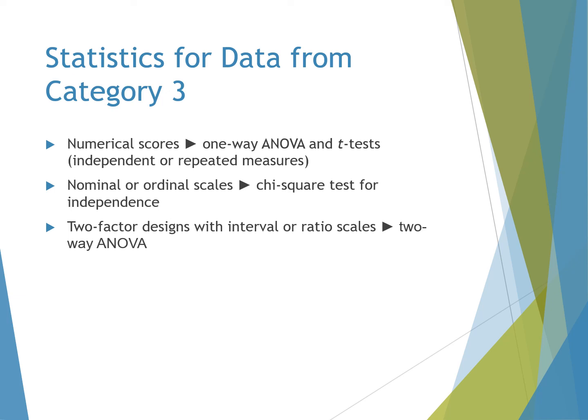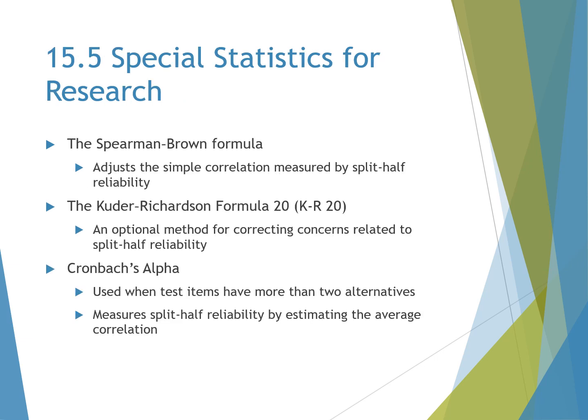So in your textbook, the figures 15.12, 15.3, and 15.4 do a really good job of providing the branching type decision tree to help you figure out what analyses are right for your specific research question and the type of data you have. There are some special cases that can help you interpret research results or deal with measurement issues, mostly reliability. So I'm just going to go over them very briefly.